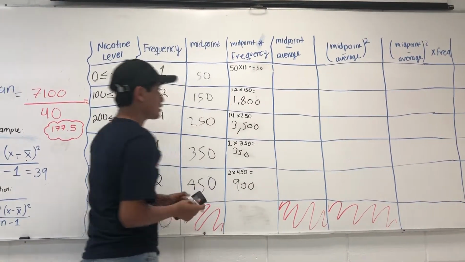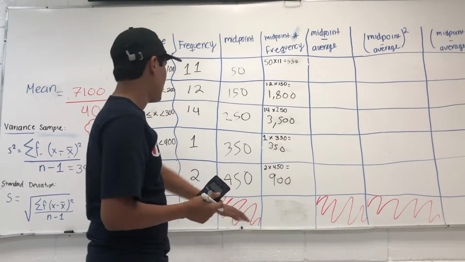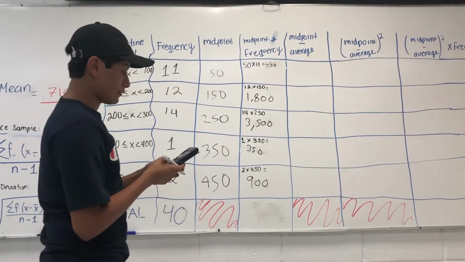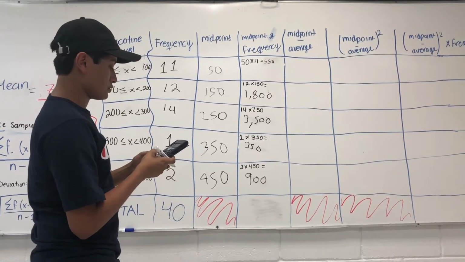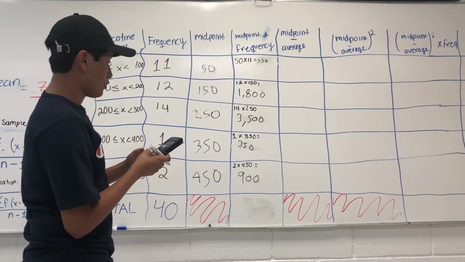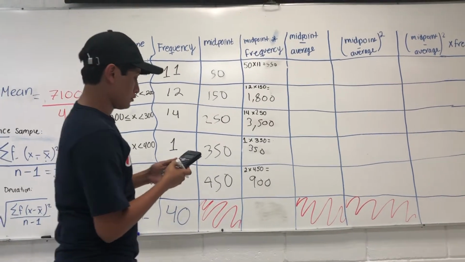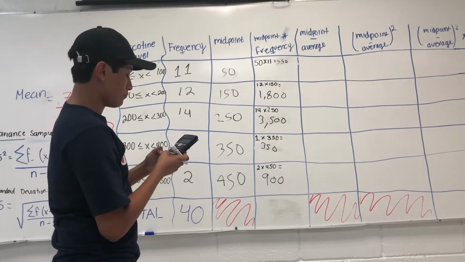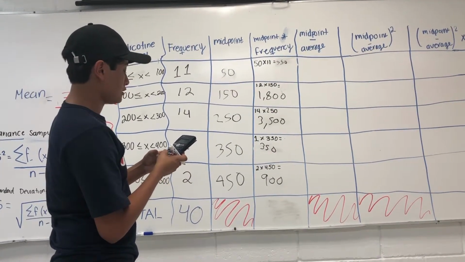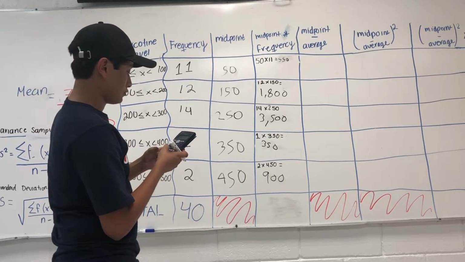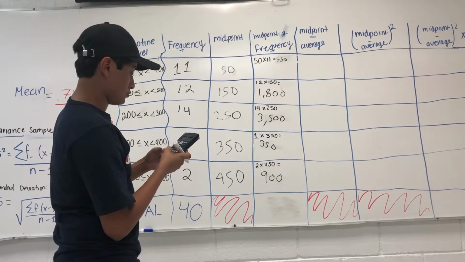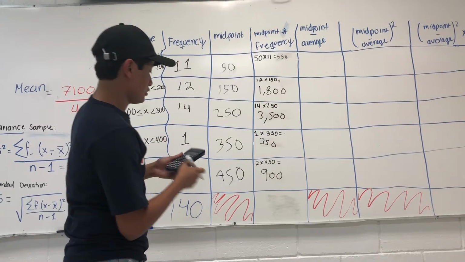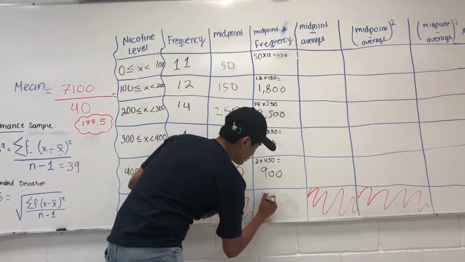Then we have to get the sum of all these answers. It's 550 plus 1,800 plus 3,500 plus 350 plus 900, which is 7,100.